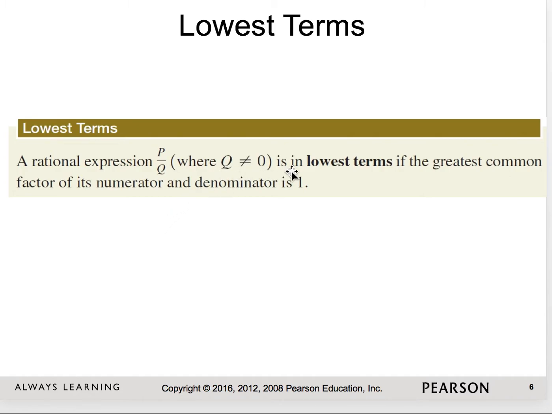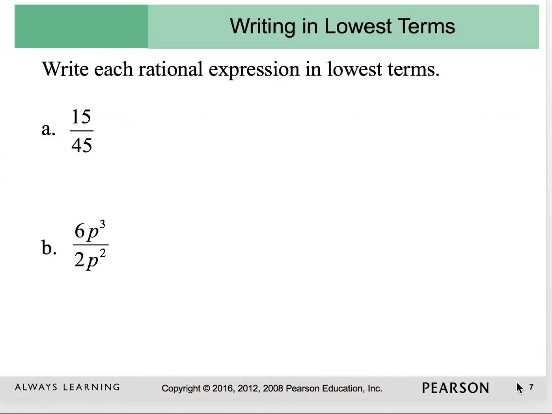Okay, so we're going to talk about simplifying these expressions, right? A rational expression is in lowest terms, just like a regular fraction, if there's not any common factors in the numerator and denominator other than 1. All right, so they start out just to remind us, what if we had a fraction? It's no longer a rational expression, that's just a rational number, a fraction.